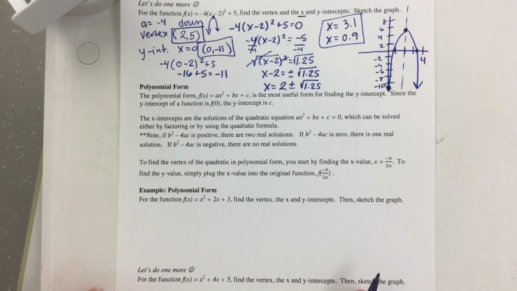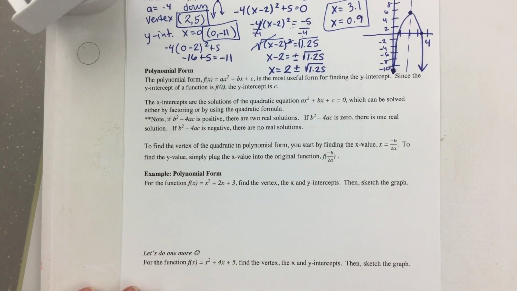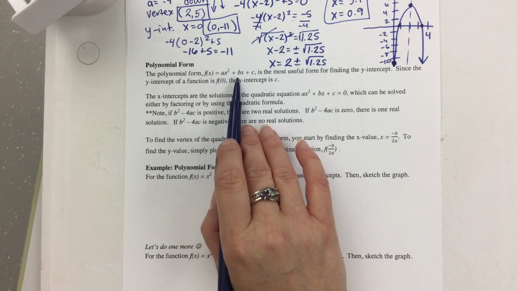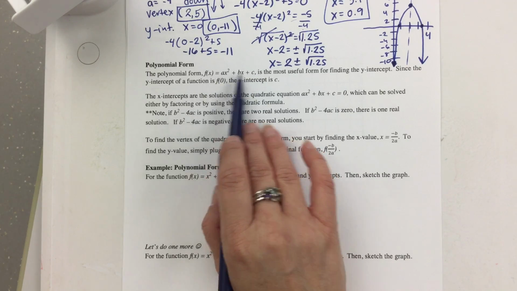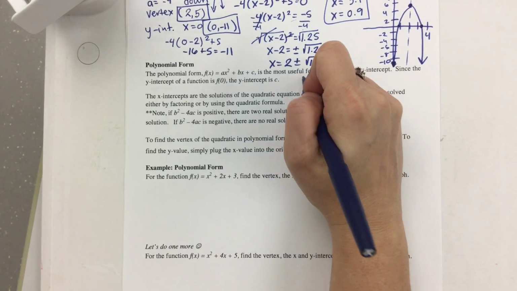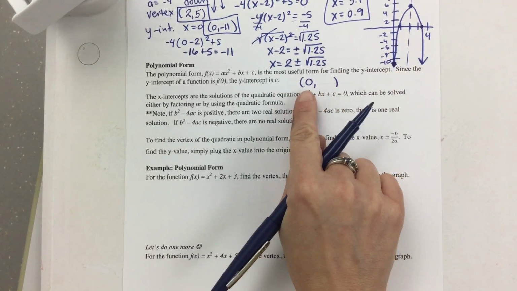The other form that I want to look at today is called the polynomial form, also known as the standard form. It's ax squared plus bx plus c. Notice this is that standard form. This helps us to find the y-intercept. If you want to find the y-intercept, remember you put in a 0 for x.